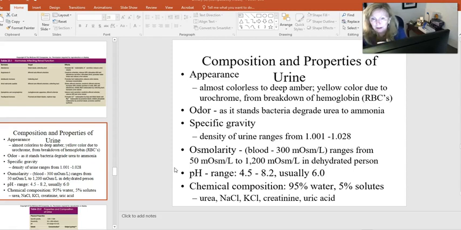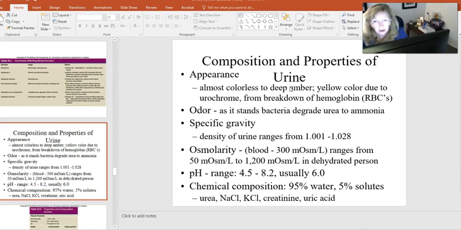But the first thing that happens is that you just look at it. You look at it on gross anatomy, looking at it with your eyes, and you assess the appearance. Urine should be clear, colorless, and copious, meaning that you should be making plenty of urine in a day, and it really shouldn't be cloudy. It should be almost colorless, but sometimes it can get to a deep amber. And the reason it becomes this deep yellowish amber color is because it's so concentrated.